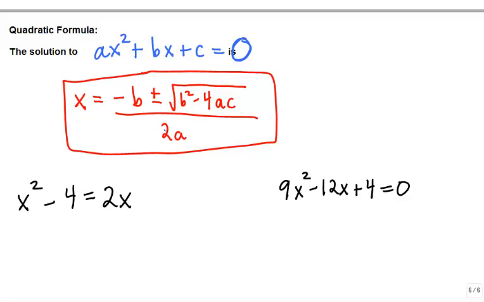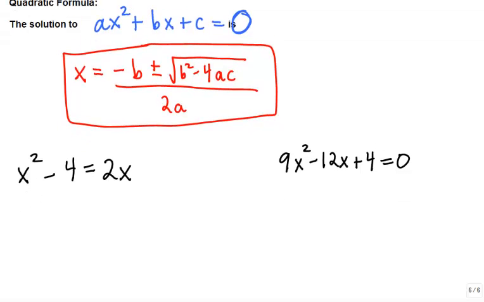So on our first example, we have the equation x squared minus 4 equals 2x. And in order to solve this, the first thing we want to do is realize that we have to get that 0. No matter whether we factor or use the quadratic formula, in both cases, you always must get your equation set to 0 first. So I want to do that here. Now, when I do that, I'm going to subtract the 2x to the other side.